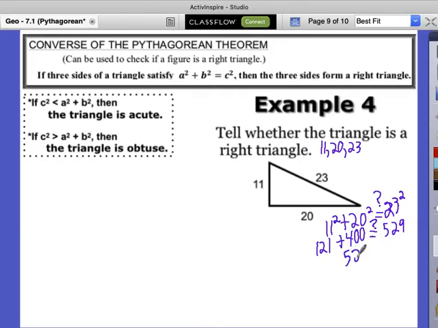What's 121 plus 400? 521. Does 521 equal 529? No, it's less than it. So is this a right triangle? No, it's not a right triangle. That's what we're trying to figure out. So they have to equal each other in order for it to be right. Yeah, because the Pythagorean theorem is true for any right triangle, so we can try it out, and it's not a right triangle because the Pythagorean theorem wasn't true.